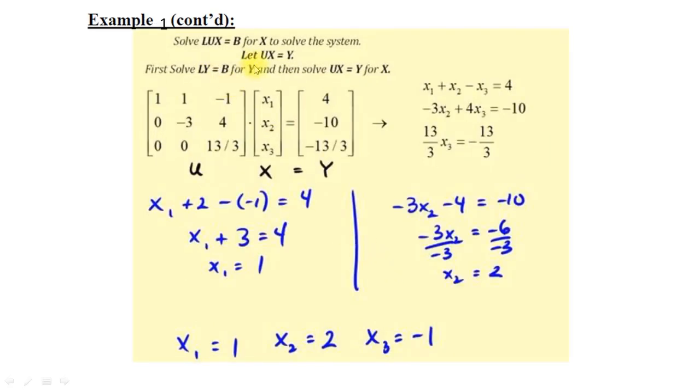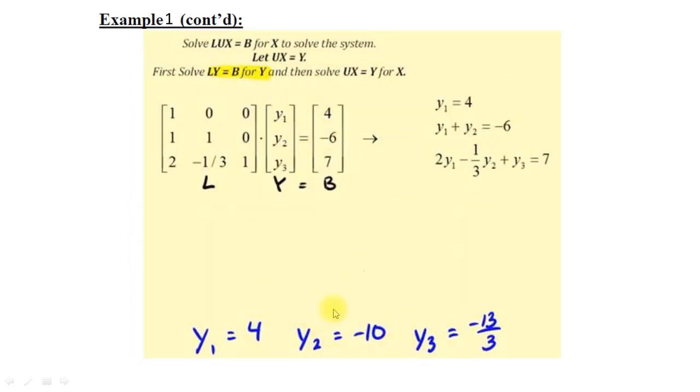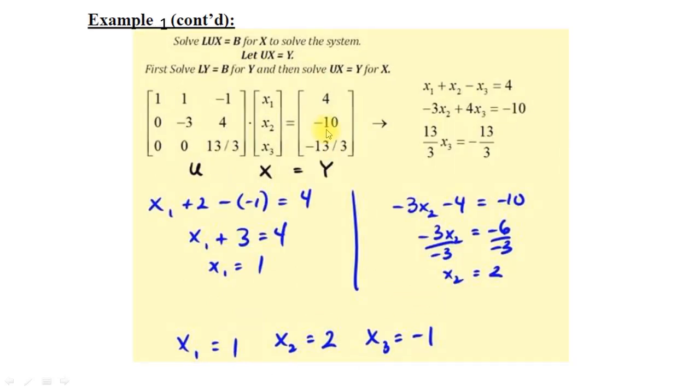Now using the upper triangular matrix and the Y matrix to find the solution for the given system. This is Ux, this is the upper triangular matrix, and this is the matrix X, and this is matrix Y, which we have already found in the previous slide. This is the matrix Y, y1, y2 and y3. Now putting here, this is the matrix Y. Now to write this in equation form again, x1 plus x2 minus x3 is equal to 4, and minus 3x2 plus 4x3 is equal to minus 10, and 13 by 3 x3 is equal to minus 13 by 3.